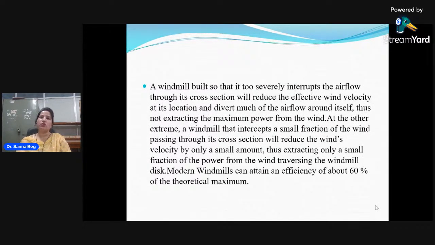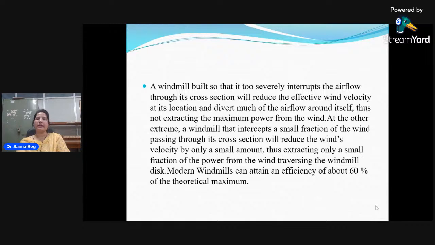A wind power build that too severely interrupts the airflow through its cross section will reduce the effective wind velocity at its location and divert much of the airflow around itself, thus not extracting the maximum power of the wind. At the other extreme, a windmill that interrupts a small fraction of the wind passing through its cross section will reduce the wind velocity by only a small amount, thus extracting only a small fraction of power from the wind traversing the windmill disk. Modern windmills can attain an efficiency of about 60% of the theoretical maximum value.